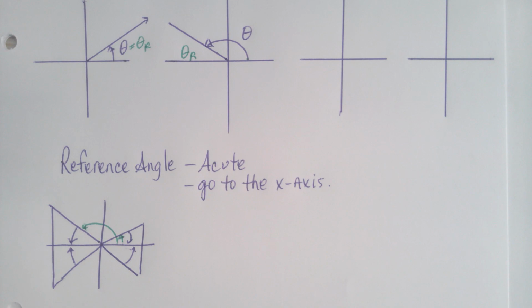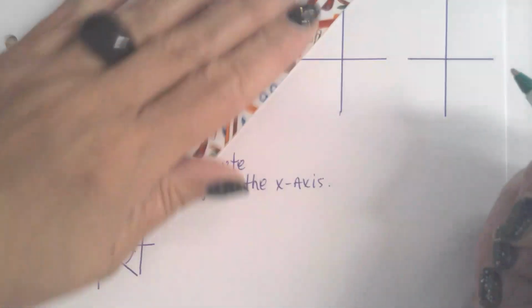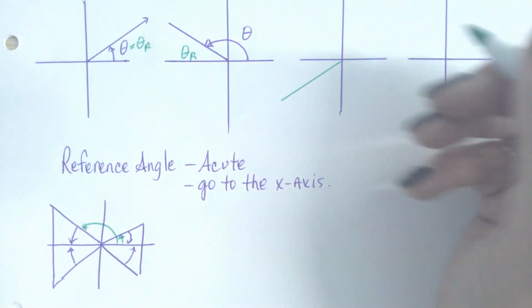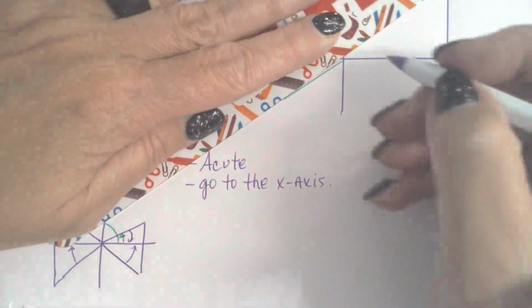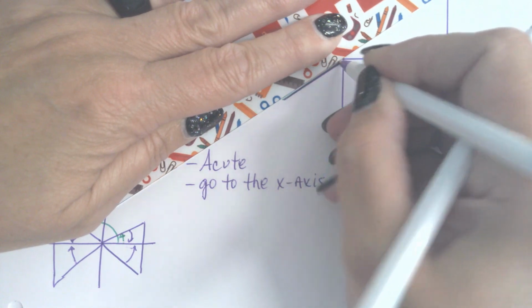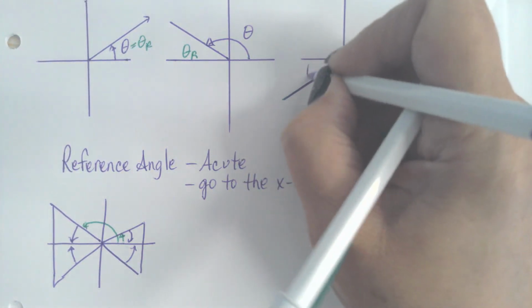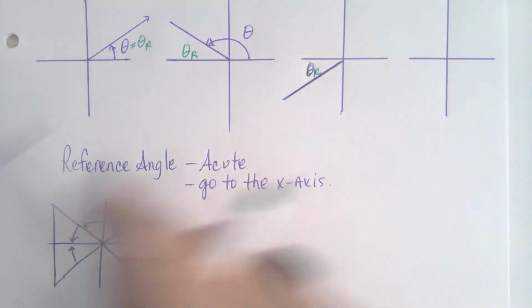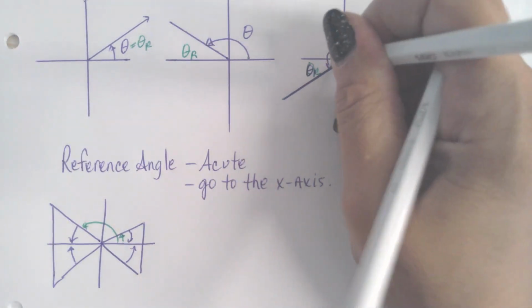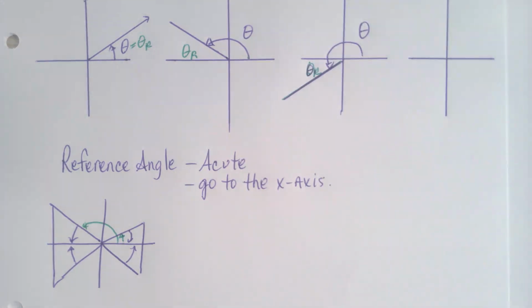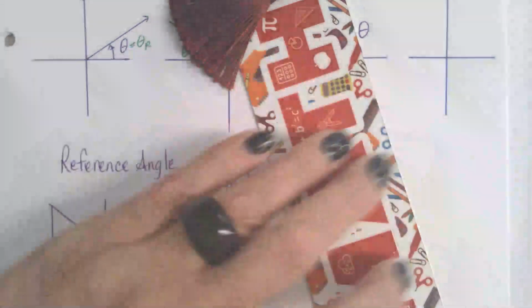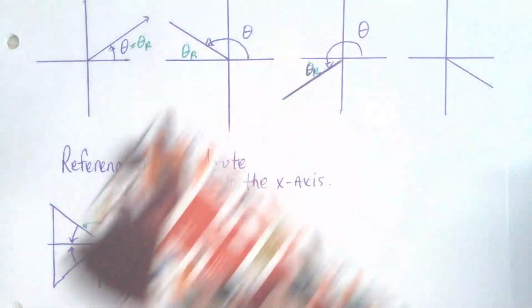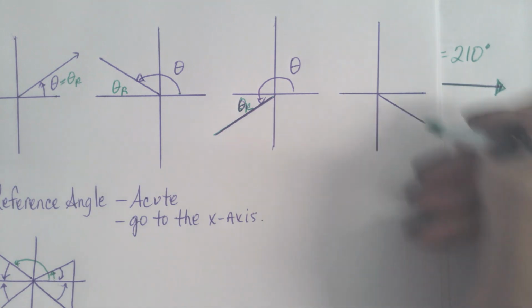Okay? And if I draw it in this quadrant, I had to use purple. If I draw it in this one, right here is my reference angle, and this right here is my standard position angle, my theta angle. And if I draw it over here, where's my reference angle? Right in the middle.